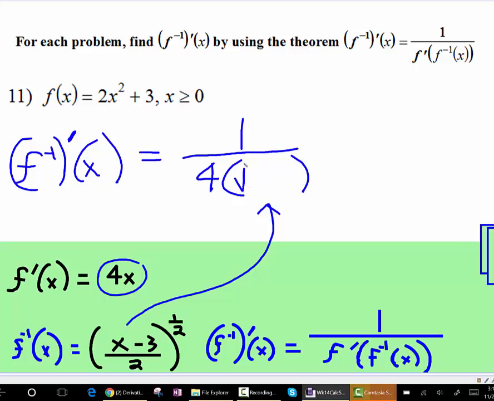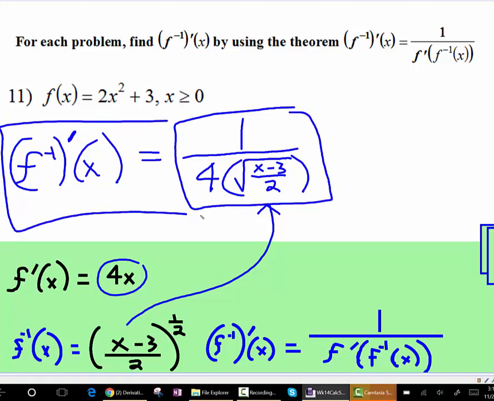And now I could convert it back to this if I wanted. X subtract 3 all over 2. And you know what? Most professors are going to allow you to leave it just like that.